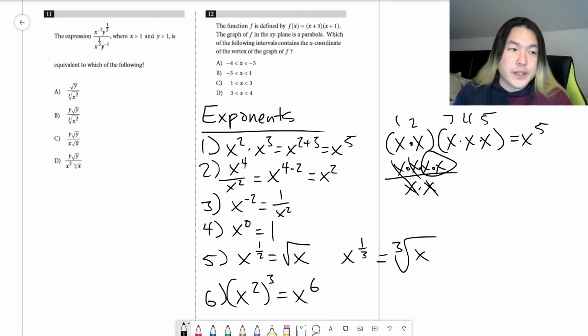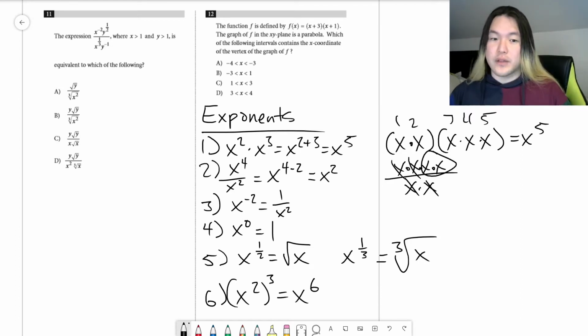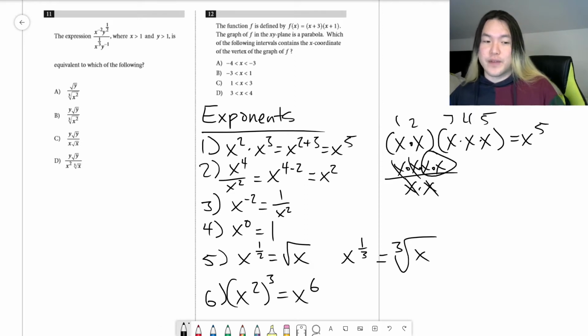And then here, this one's particularly relevant to the question 11. X to the 1/2 power is equal to the square root of x. X to the 1/3 power is equal to the cube root of x. So you can imagine x to the 1/4 is the 4th root. X to the 1/5 would be the 5th root.